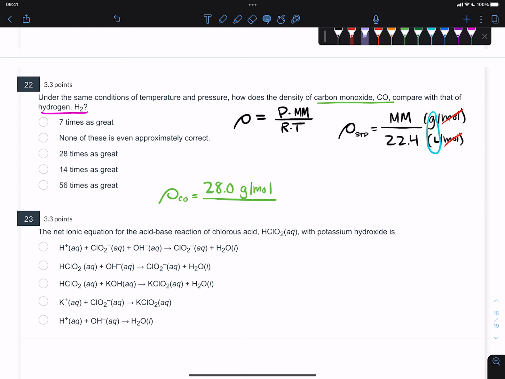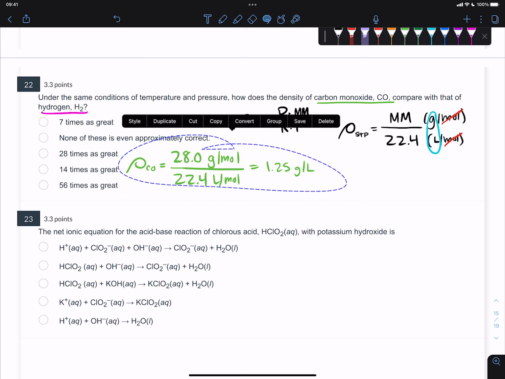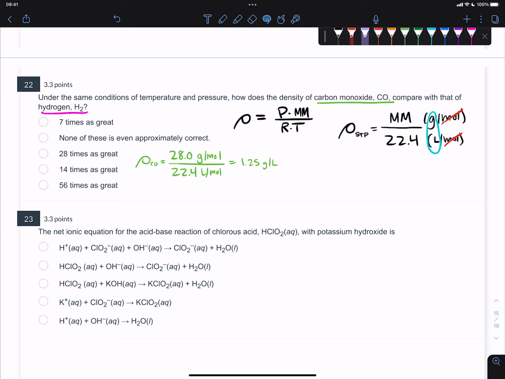Move that out of the way. 28 grams per mole, we're going to divide that by 22.4 liters per mole. And we get that the STP density of carbon monoxide is some number. It's 28 divided by 22.4, roughly 1.25 at STP. And you could always verify on your own that under standard conditions, this is what it becomes. You can do the derivation.